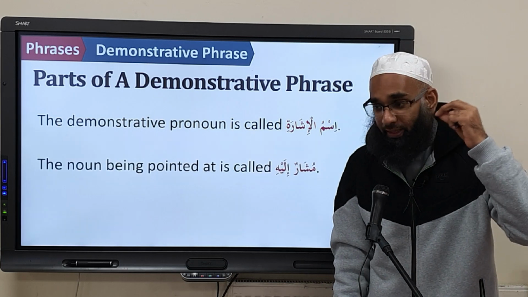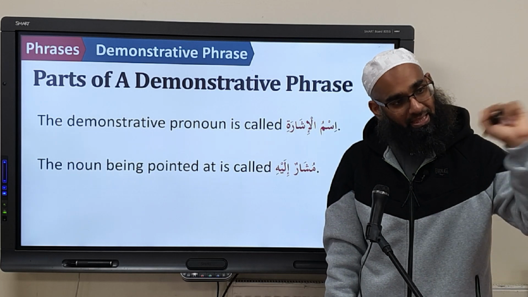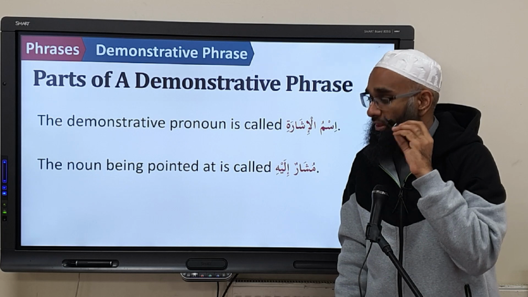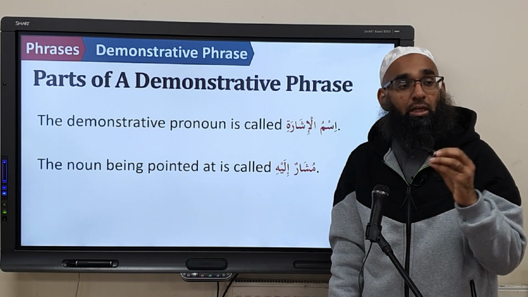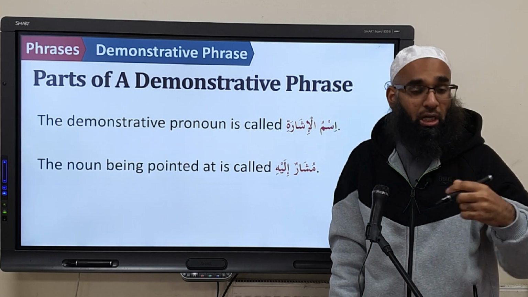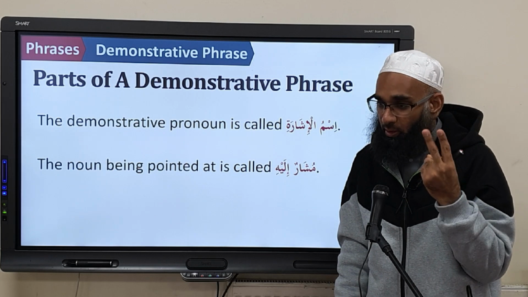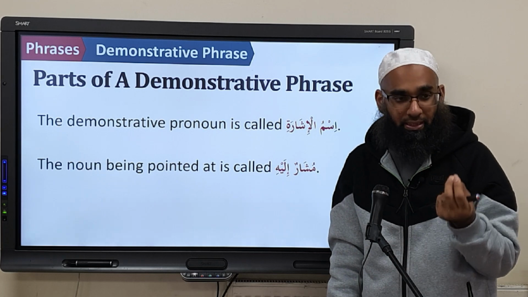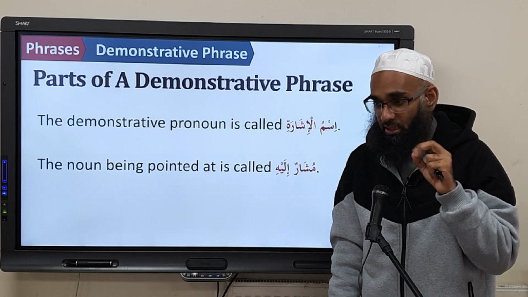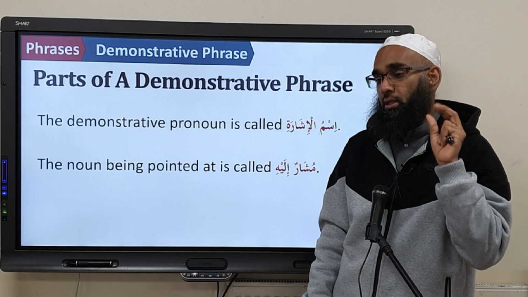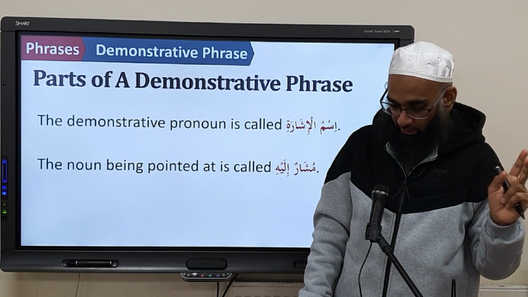And the thing you're pointing towards. So if I say this, that, these, those, these are the Asma'ul Ishara. And the thing you are pointing at is called Musharun ilayhi. What's it called? Musharun ilayhi. So what are the 2 new words? Ismul Ishara and Musharun ilayhi. These are the 2 new words.